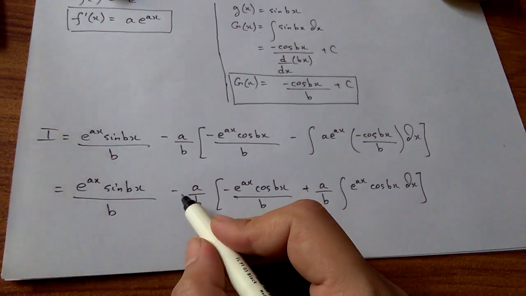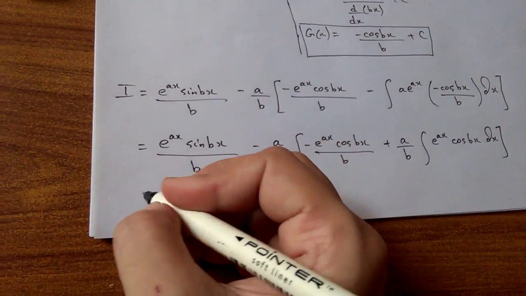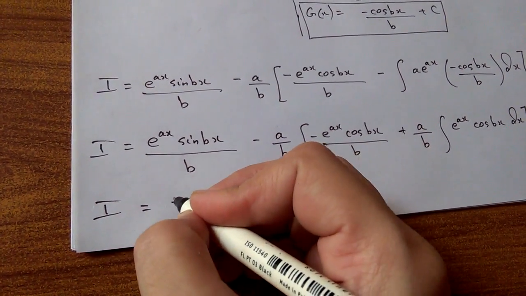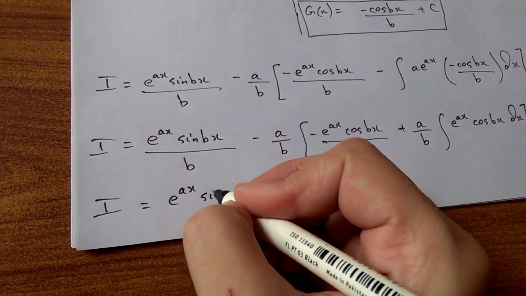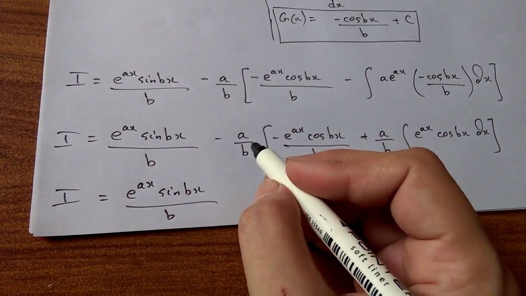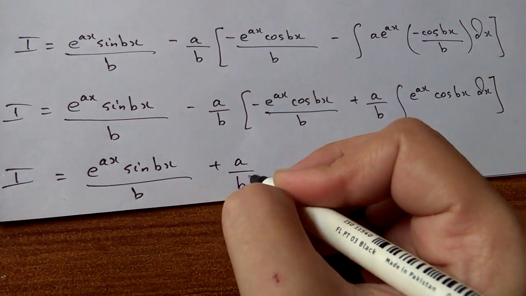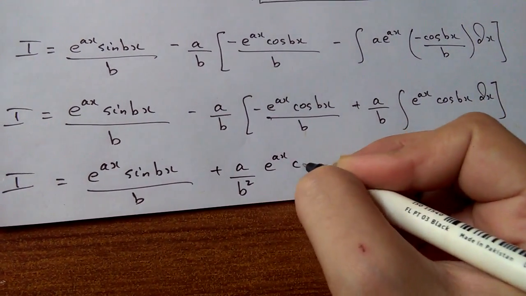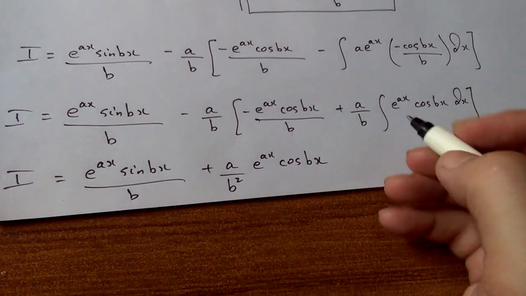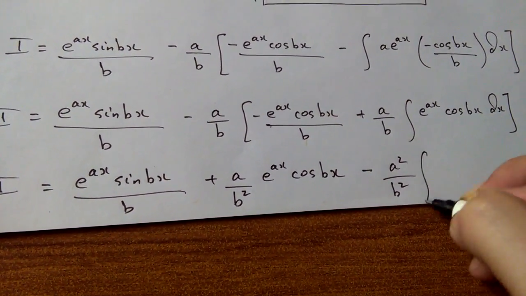Okay, and this minus is also going to influence the signs of the terms inside the big square bracket. So therefore your I is equal to a e to the power ax sine bx upon b. All right, then minus and minus give you plus, and it becomes a upon b square this thing. Then minus plus give you minus.